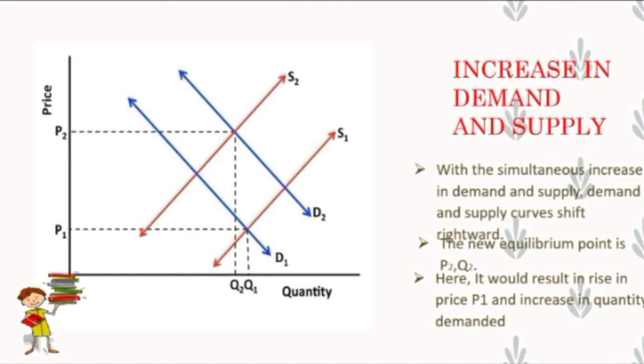The last one is increase in demand and supply. With the simultaneous increase in demand and supply, the curves shift rightward. The new equilibrium point is P2Q2. Here, it will result in a rise in price P1 and an increase in quantity demanded.